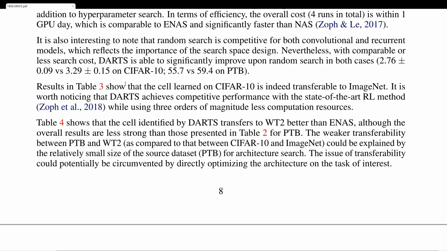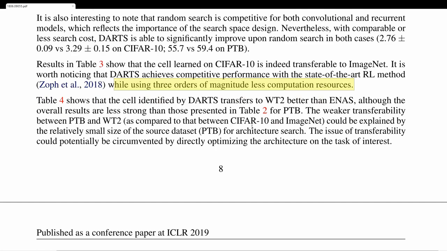Results in Table 3 show that the cells learned in CIFAR-10 are indeed transferable to ImageNet. It is worth noticing that DARTS achieves competitive performance with the state-of-the-art RL method while using 3 orders of magnitude less computation resources for finding the cells.